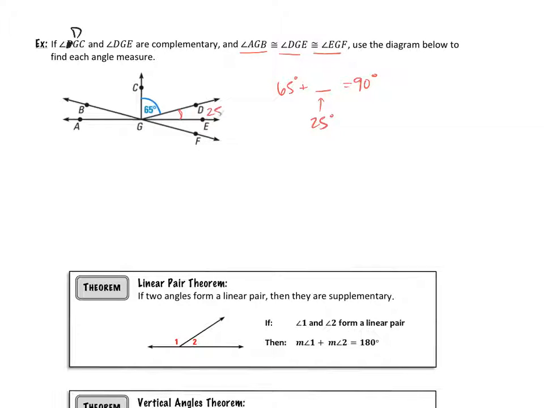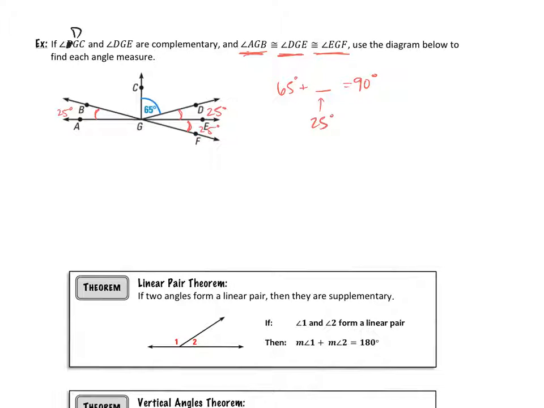So that is this angle. That is DGE, which is congruent with AGB. That's this one over here. So that one is also 25 degrees. And then those two are both congruent with EGF, so this is also 25 degrees.